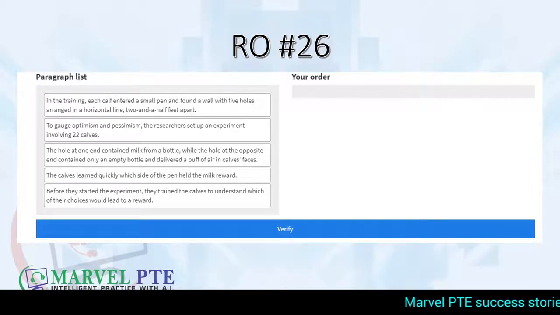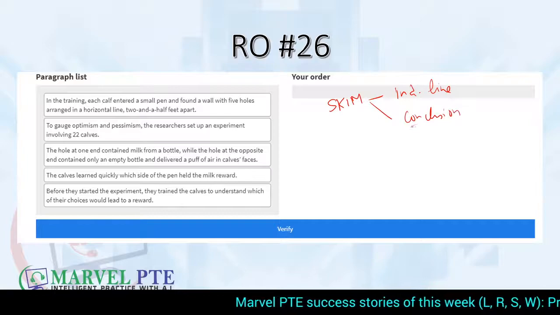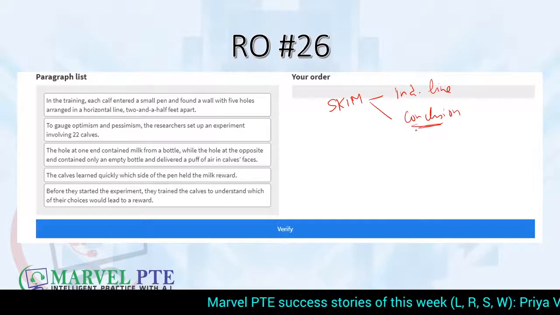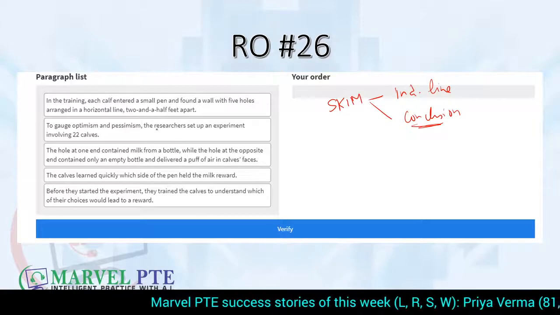Okay, so I'm back now. First of all, you know that we skim it for finding an independent line, if there is an independent line or not, and then we see if we can find any conclusion line or not. So now let's quickly start scanning for the independent line.